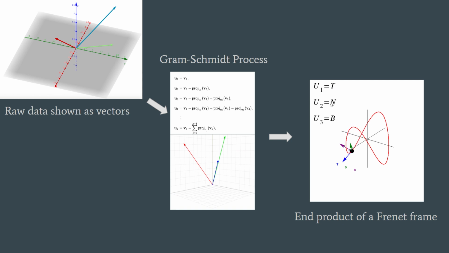Now that we have our T, N, and B, we can use that to calculate the curve that the rocket takes through space. We can calculate the curvature and the torsion from here.